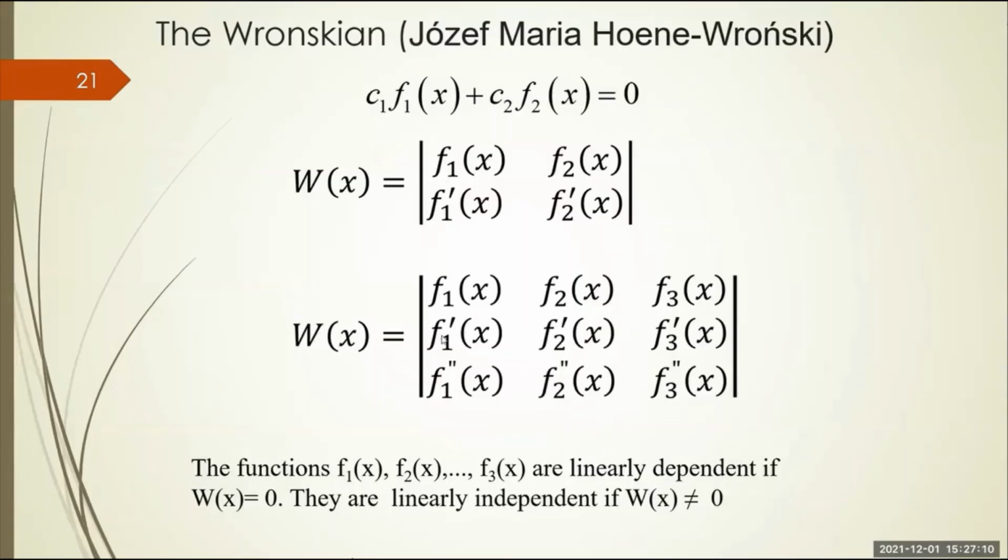Solve for the first derivative of the functions above. Solve for the second derivative of the functions. So you'll get this. It forms a 3 by 3 matrix. And according to this, the functions f1, f2, and f3 are linearly dependent if the Wronskian is 0. They're linearly independent if the Wronskian is non-zero. So this is another way of knowing whether the solution is linearly dependent or independent.